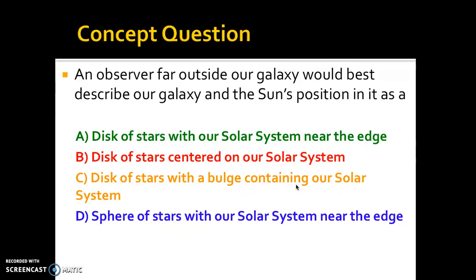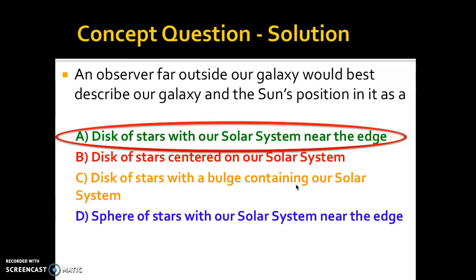All right, another one. An observer far outside our galaxy would best describe our galaxy and the sun's position in it as which of the following? Letter A, a disk of stars with our solar system near the edge. So hopefully you could rule out some of these other answers. A disk of stars centered on our solar system? No, definitely not. A disk of stars with a bulge containing our solar system? No, we're not in the bulge. And a sphere of stars? Nope, it's not a sphere, it's a disk.